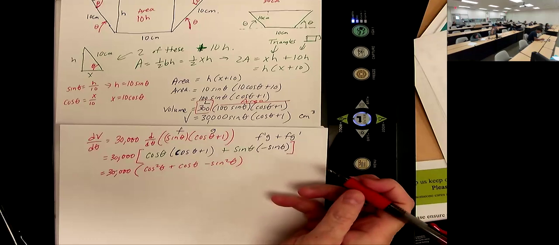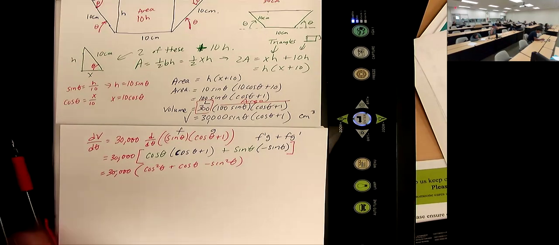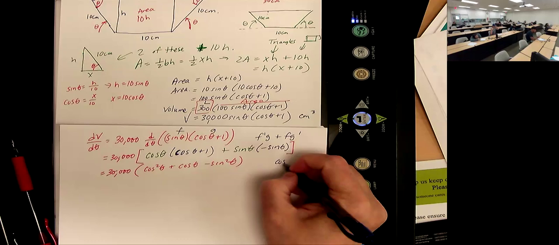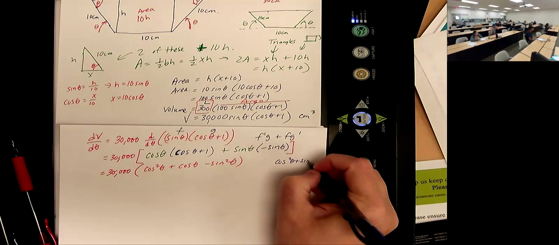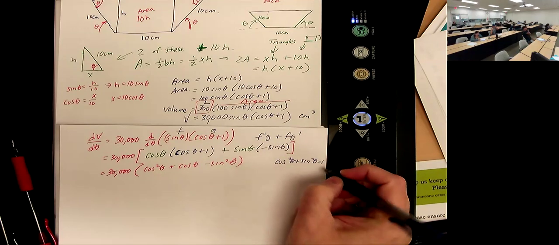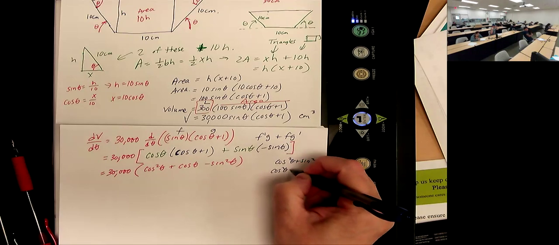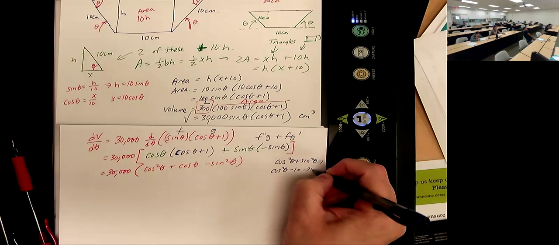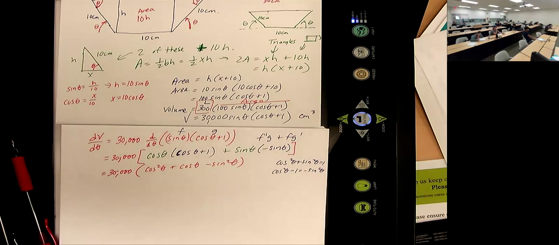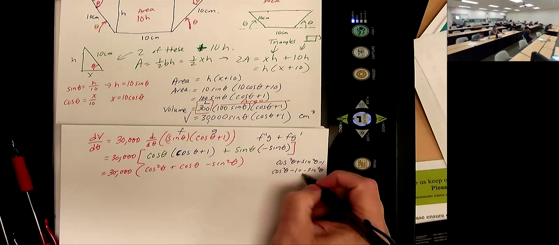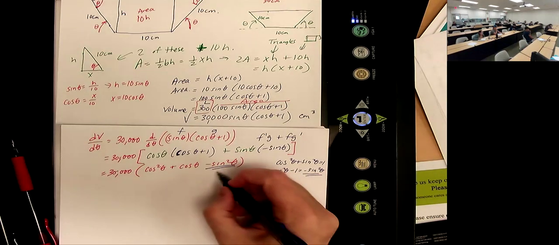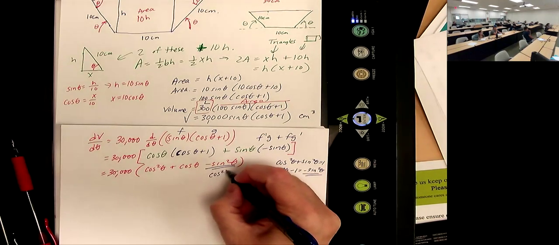I don't like having cosines and sines here. Let's see, cosine squared plus sine squared equals 1. So if I subtract the 1 over here and subtract sine squared over there, it looks like negative sine squared. I can replace this with cosine squared theta minus 1.